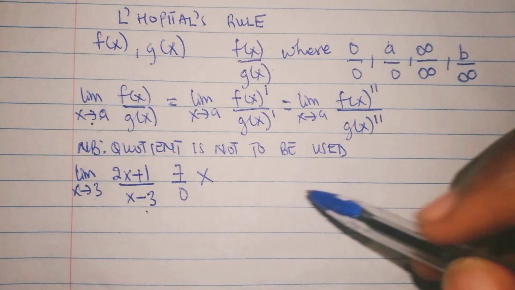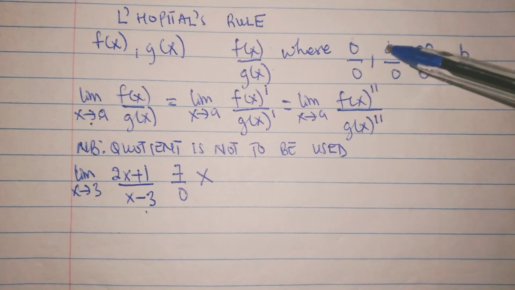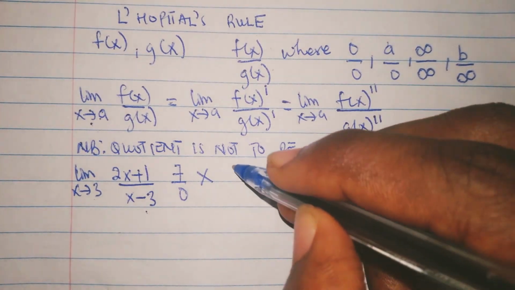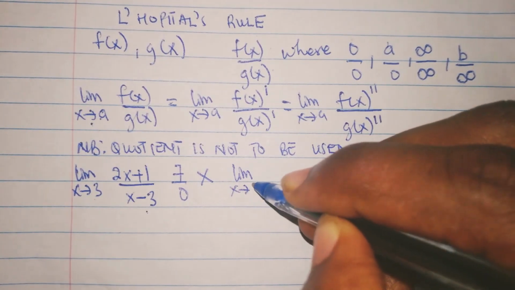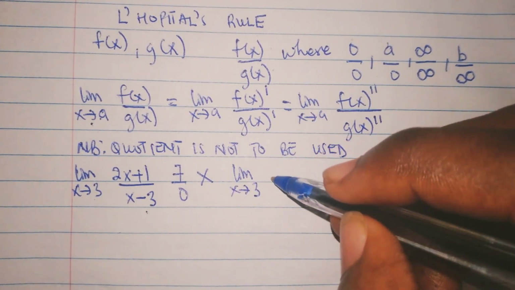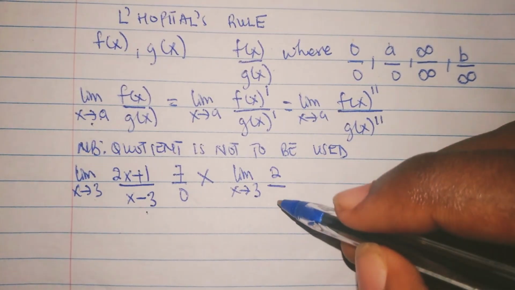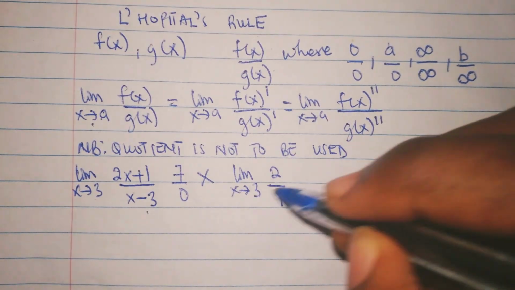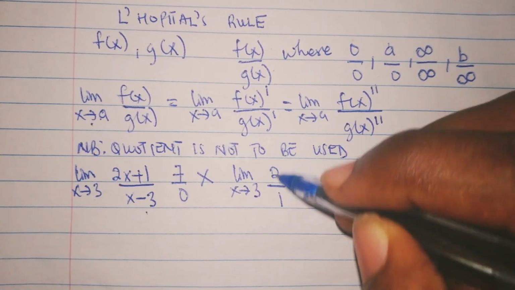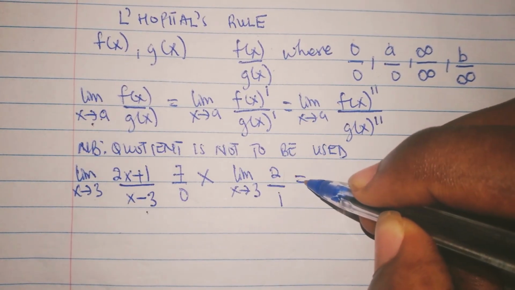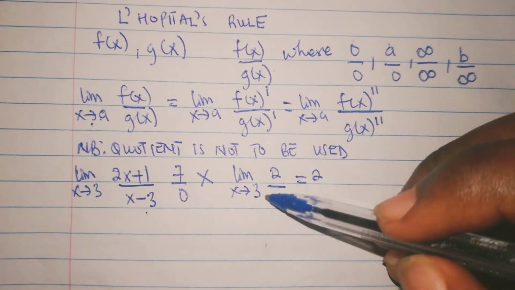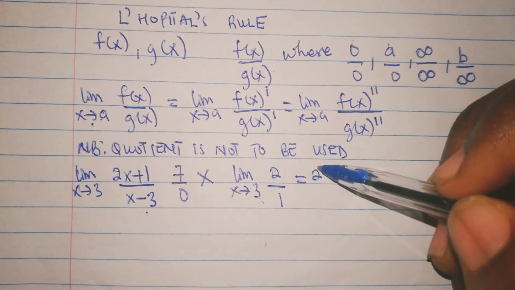So since I've gotten one of these conditions, I want to differentiate. When I differentiate the top, the derivative of 2x plus 1 is 2, over the derivative of x minus 3, which is 1. So this will be equal to just 2. The limit will be just 2, because you don't have any x to substitute the 3 into.